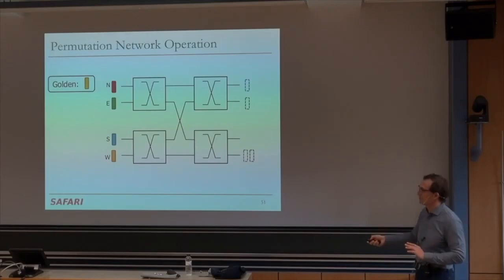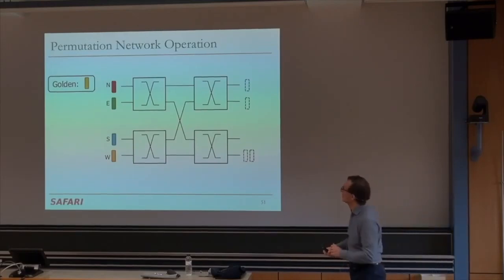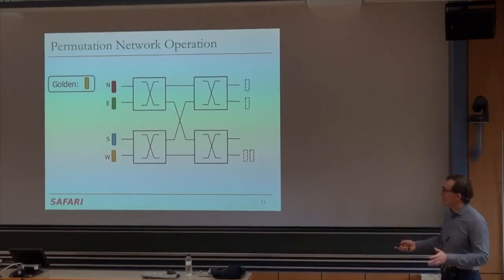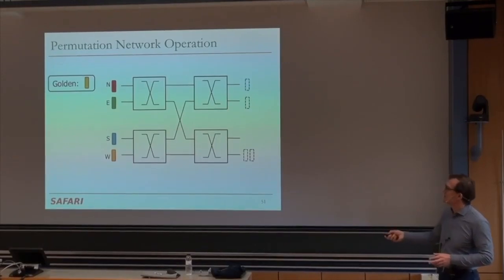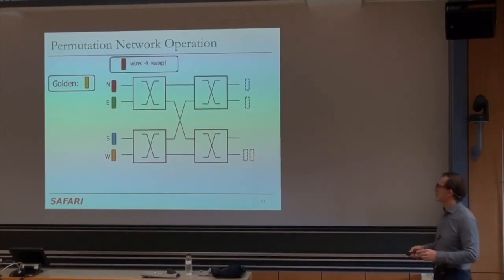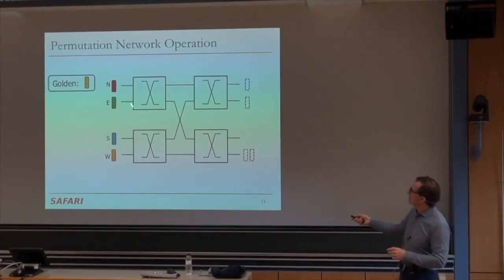This one is golden because it happens to be in a slot that's designated as golden. And every router knows that, so it has a bit set saying that at this point in time, this is golden. So let's take a look at how this one does the routing.